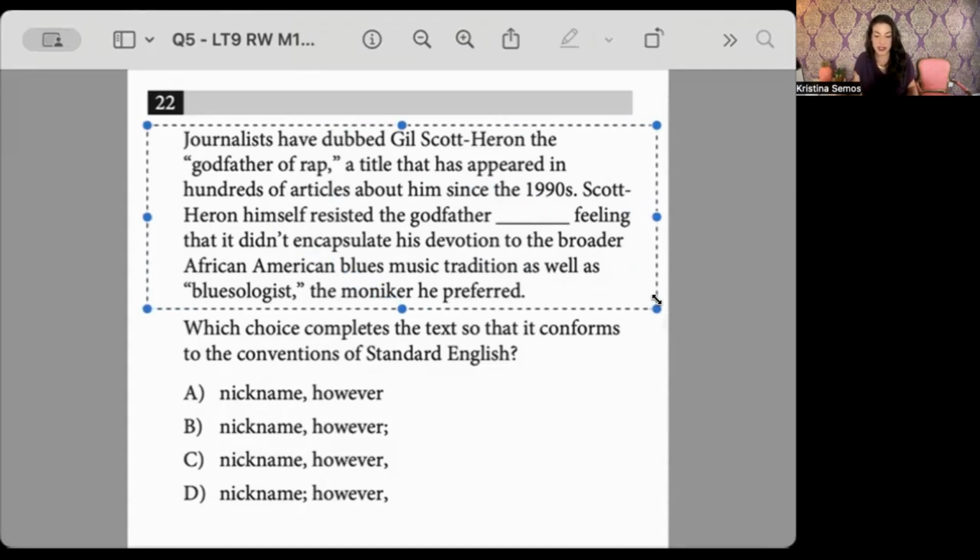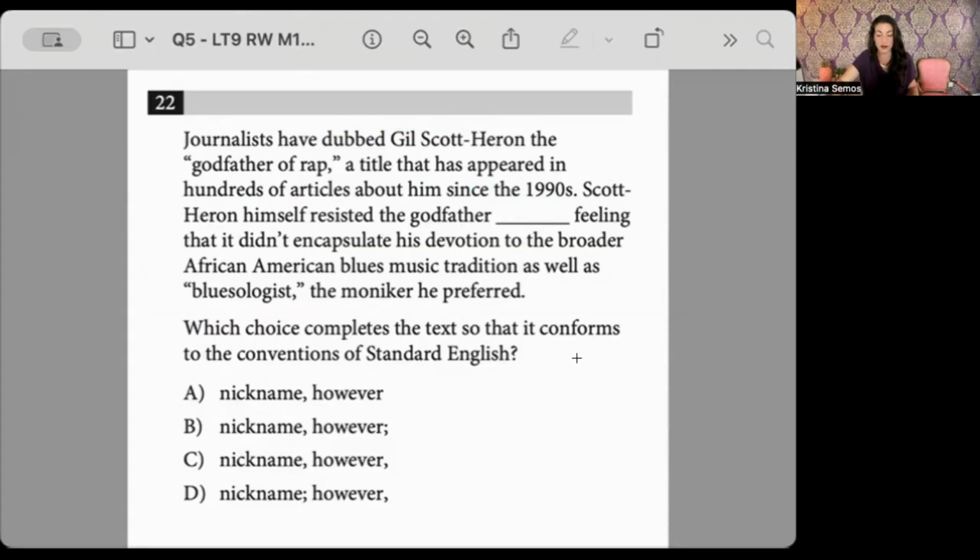Journalists have dubbed Gil Scott-Heron the godfather of rap, a title that has appeared in hundreds of articles about him since the 1990s. Scott-Heron himself resisted the godfather nickname, however, feeling that it didn't encapsulate his devotion to the broader African-American blues music tradition, as well as bluesologist, the moniker he preferred.